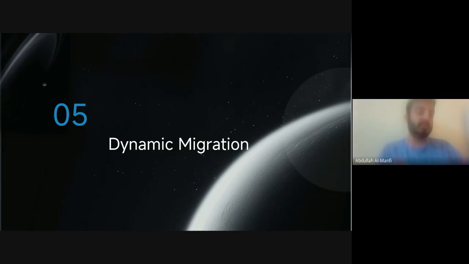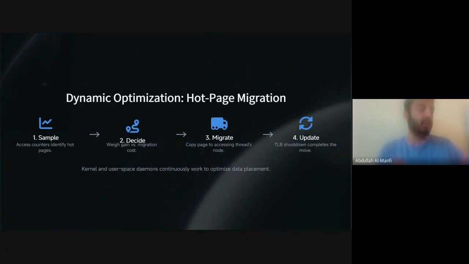Dynamic migration. Static placement is not always enough, so some systems apply dynamic optimization. The kernel or user space can sample access patterns, identify hot pages, and decide whether migrating a page to another node is worth the cost.